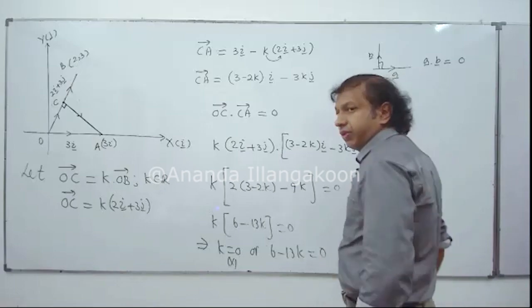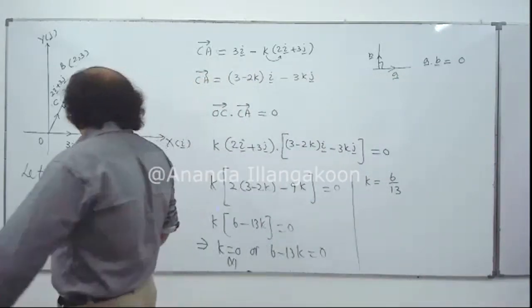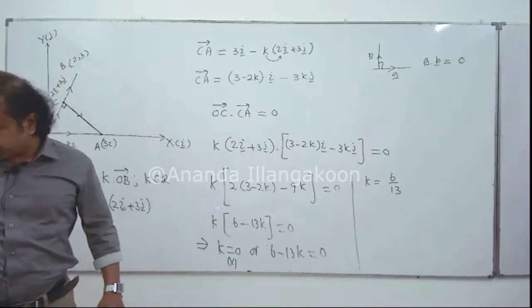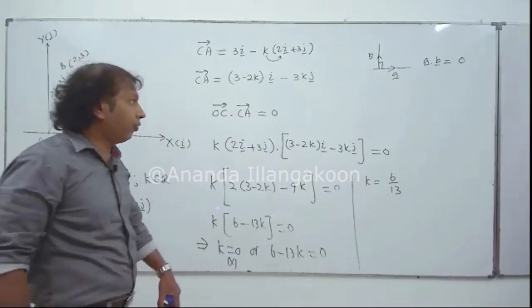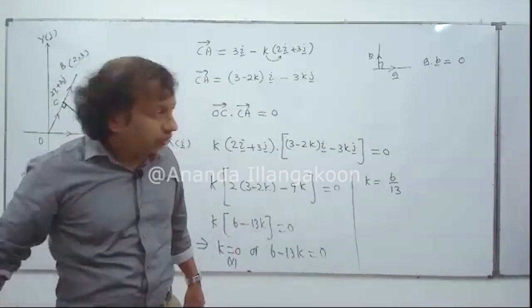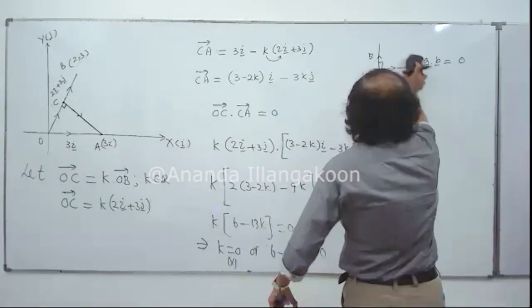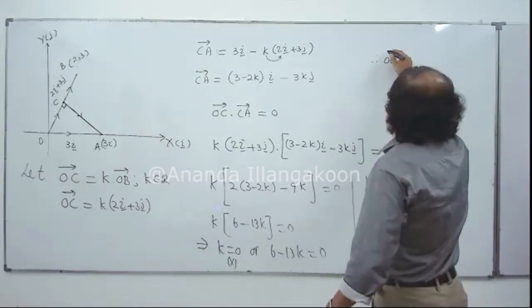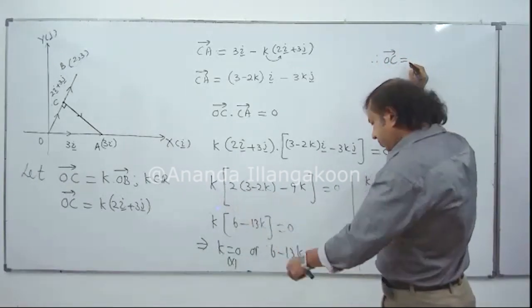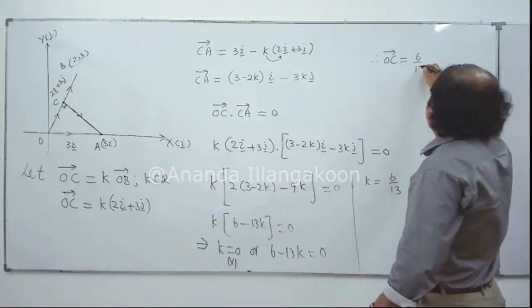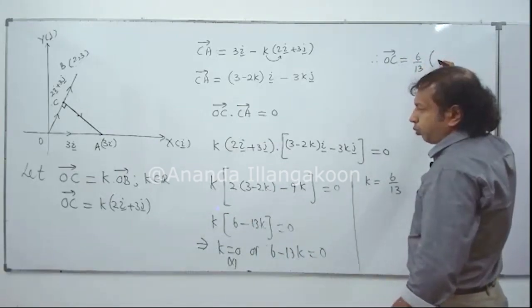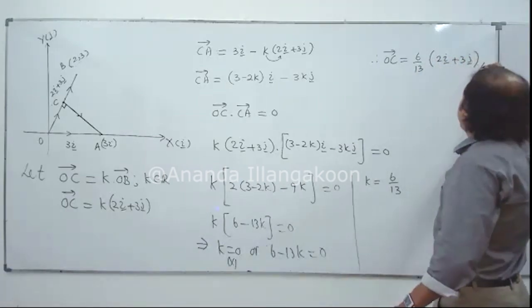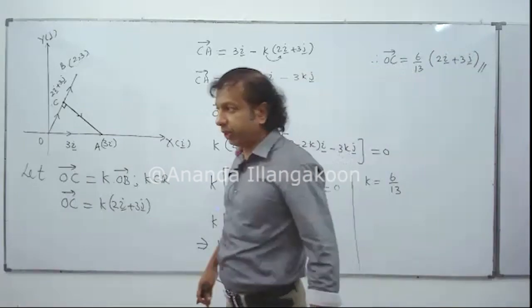Now put that k here. Then we get OC, the position vector of C. Therefore OC equals 6 by 13 times (2i plus 3j). This is how we find our C vector.